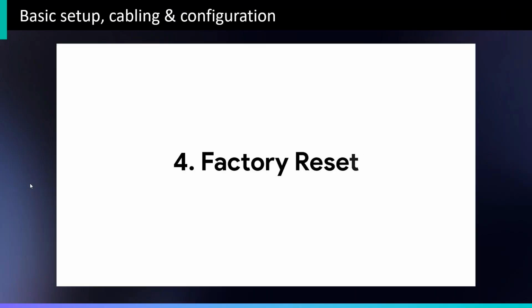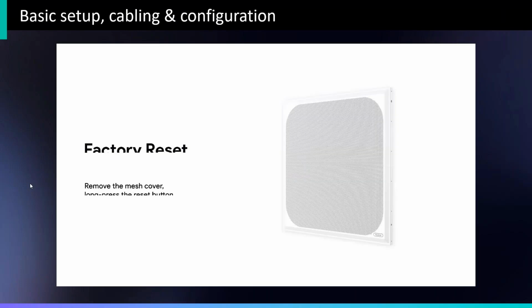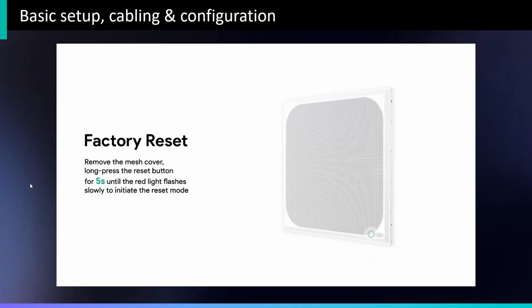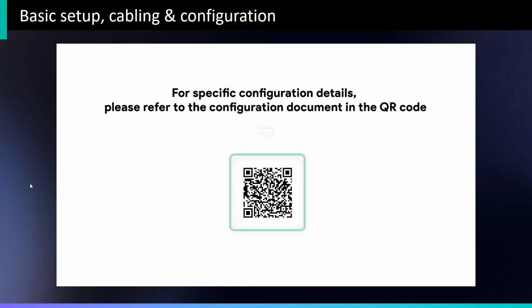Factory reset. Remove the mesh cover. Long press the reset button for 5 seconds until the red light flashes slowly to initiate the reset mode. For specific configuration details, please refer to the configuration document in the QR code.